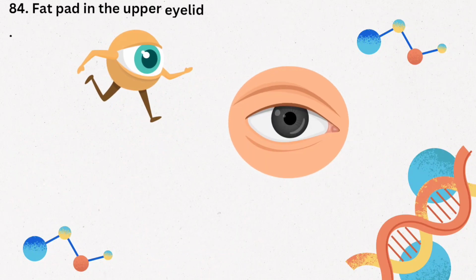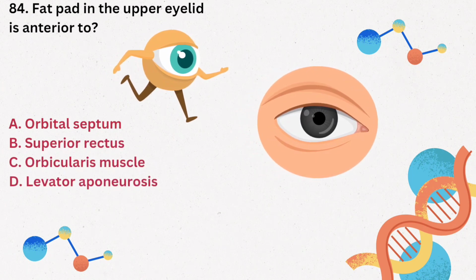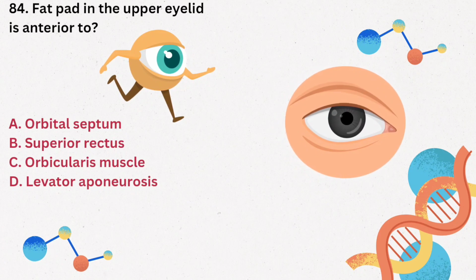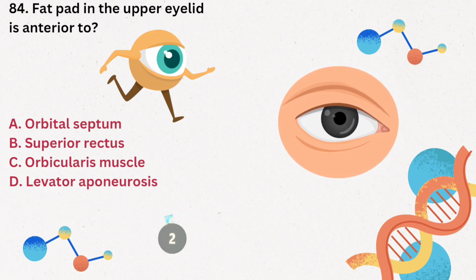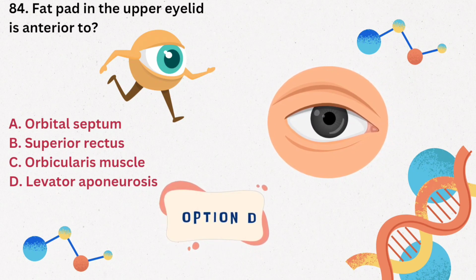The fat pad in the upper eyelid is anterior to A. Orbital septum. B. Superior rectus. C. Orbicularis muscle. D. Levator aponeurosis. Option D is the right answer.